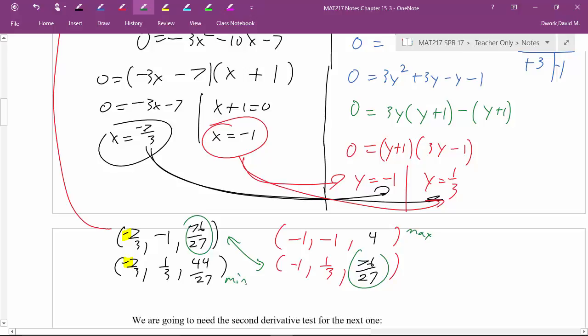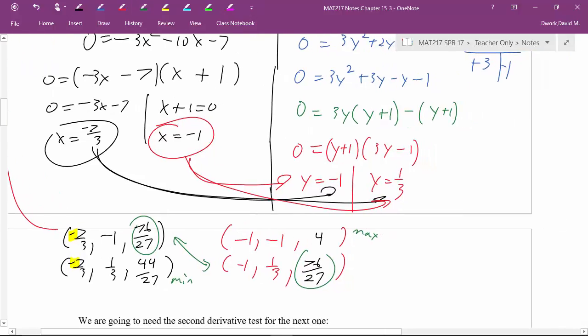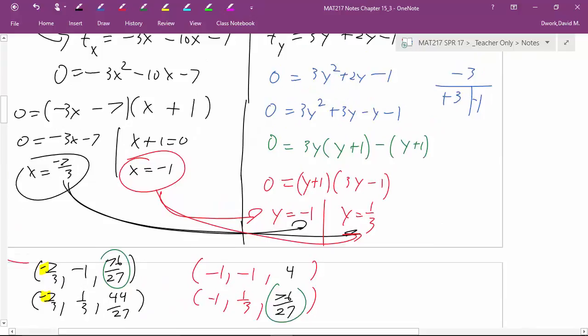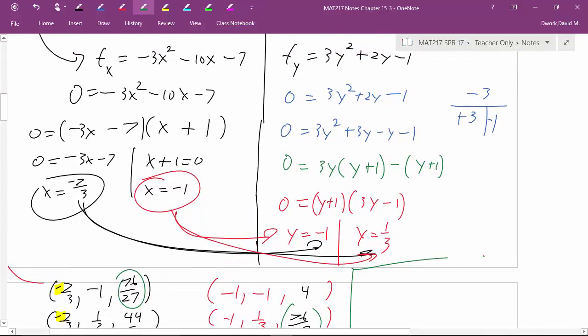Let's verify this, though, using second derivatives. Okay, so second derivatives. Here we go. Let's actually figure these things out. All right, second derivatives. So, stealing my f of x from right up above, taking my first partial derivative of f with respect to x, I'm going to do the second derivative with respect to x. So that would result in what? Negative 6x minus 10. Okay?